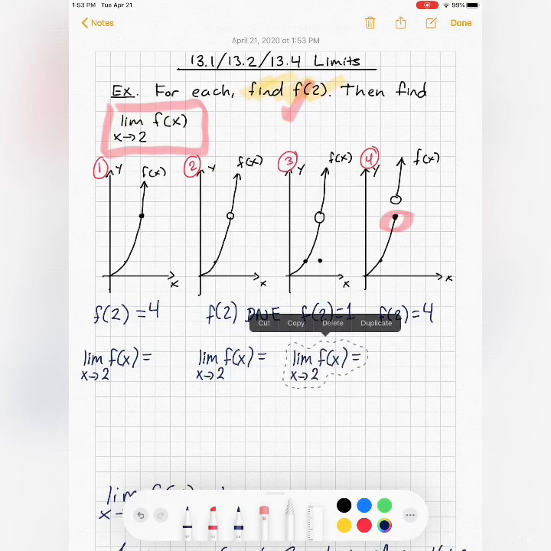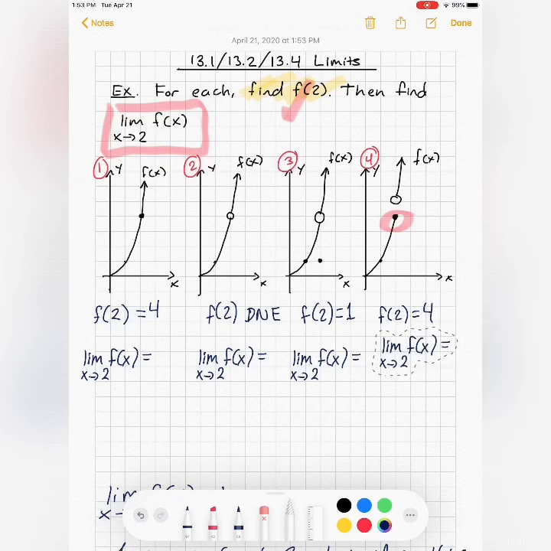squeeze all these in here. This one a little lower for the last one there. Okay.